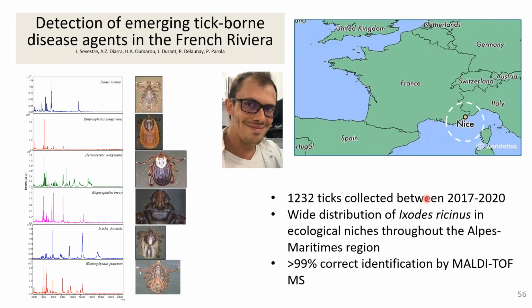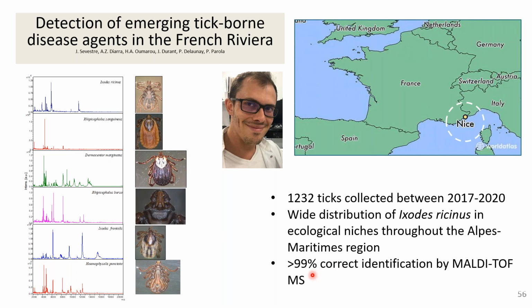So this is a lot more recent. This will actually be published this year, hopefully. And this is Jack's work. He's been working on ticks from the southeastern region of France, especially around the city called Nice. And what you can see here is that he had all these tick species that provided really nice MALDI-TOF spectra that allowed him to identify more than 99% of his specimens.